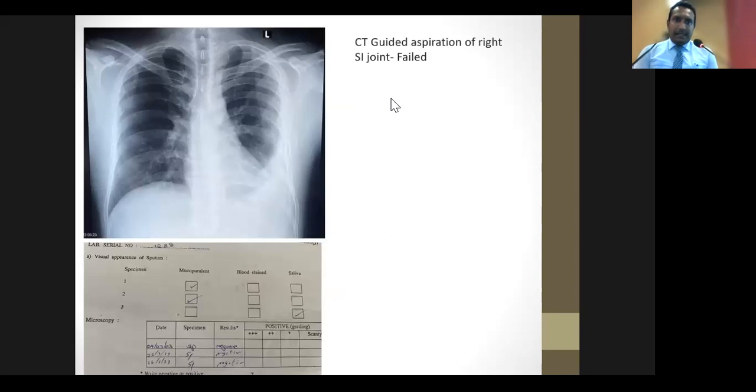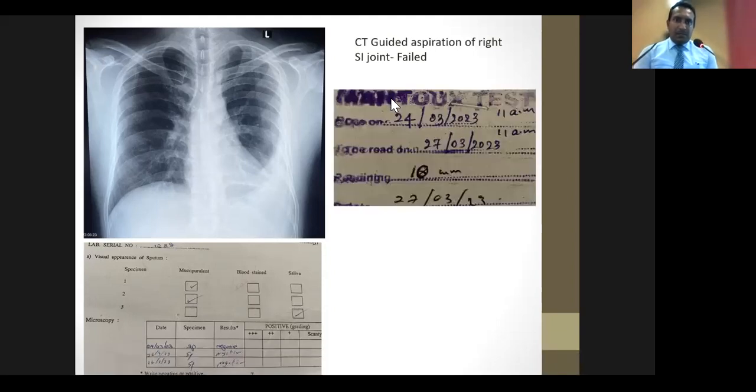As you can see, he had a mild left-sided pleural effusion, which we could not elicit clinically. The sputum AFB samples came as negative. We wanted to do a CT-guided aspiration because of the microabscesses, so we wanted to get a CT-guided aspiration of the right sacroiliac joint with the help of the interventional radiologists, which unfortunately failed. But the Mantoux test came as marginally positive at 10 millimeters.